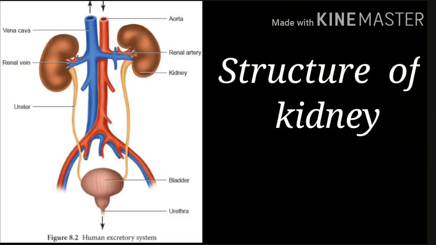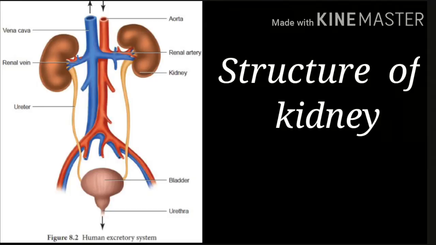We have a pair of kidneys. How many kidneys do we have? We have 2 kidneys. Kidneys are bean shaped, reddish brown in color. Where are they located? They are located on either side of the vertebral column in the abdominal cavity.